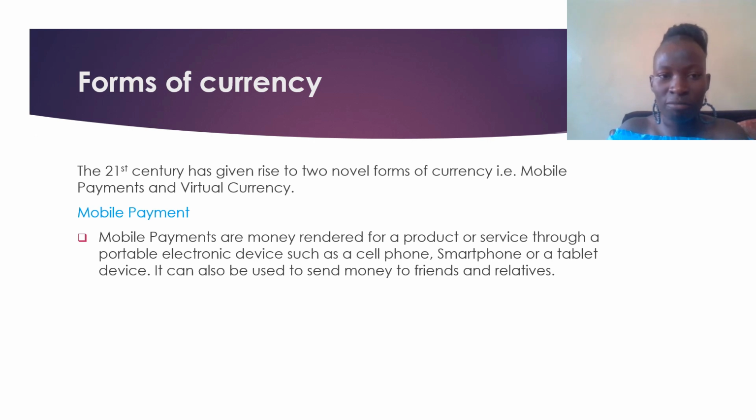So what are the different forms of money? We have two forms of money according to the 21st century, which are mobile payments and virtual currency. By mobile payment, what do I mean? Mobile payment is money rendered for goods and services through a portable electronic device such as a smartphone, a tablet, or a cell phone.